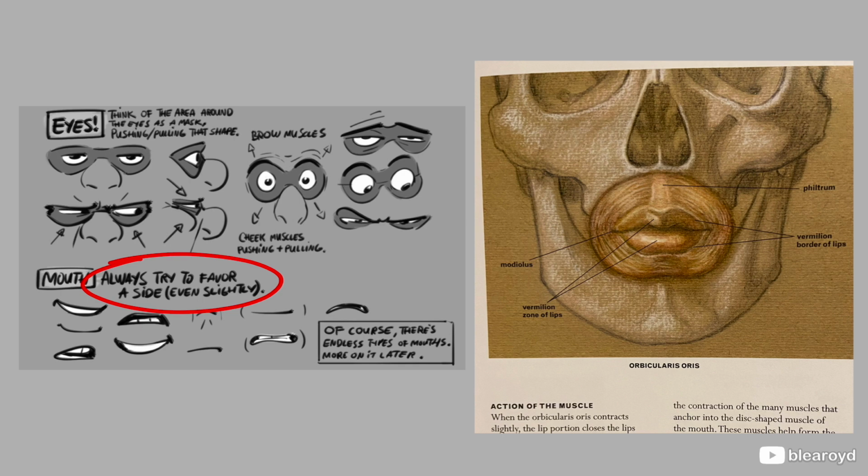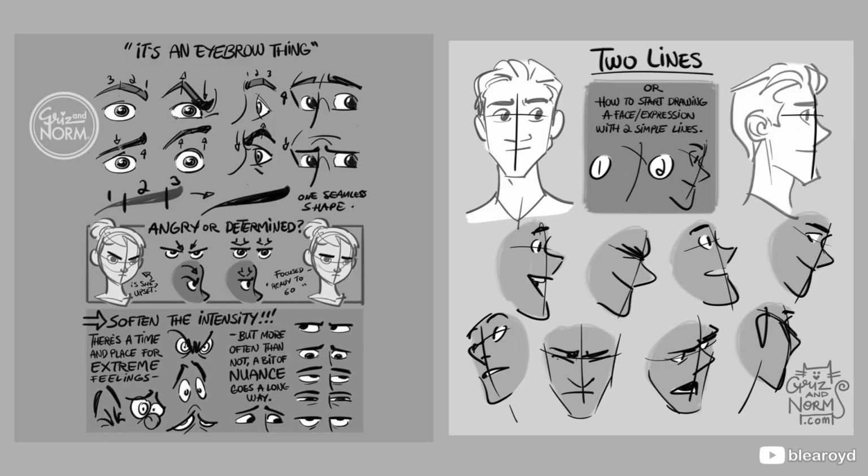Grizz and Norm also note here that it's important to favor a side when drawing mouths, which will help add asymmetry to your expressions. This asymmetry doesn't have to be dramatic either. A lot of expressions rely on subtleties. Once again, on the right, we have the muscle group which pushes and pulls the corners of the mouth, similar to the eye mask. Here's even more Grizz and Norm drawings, which show different ways of positioning the eyebrows, as well as notes about nuance, which I mentioned earlier.